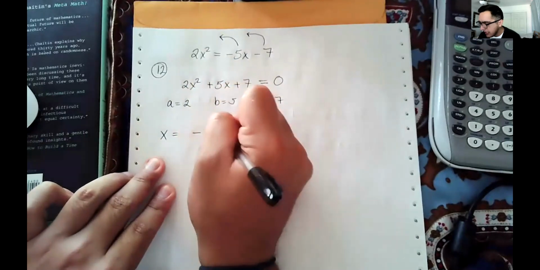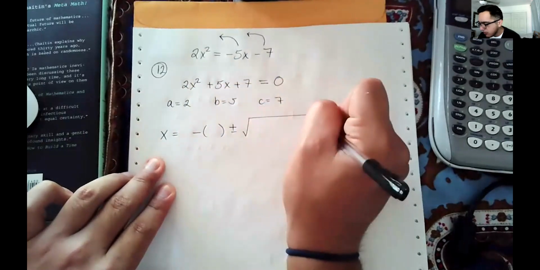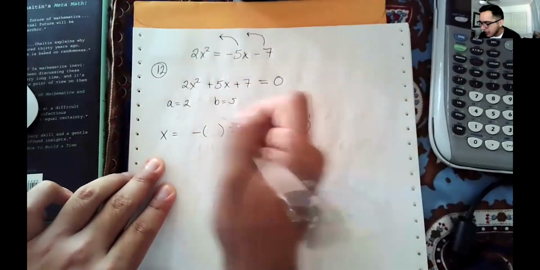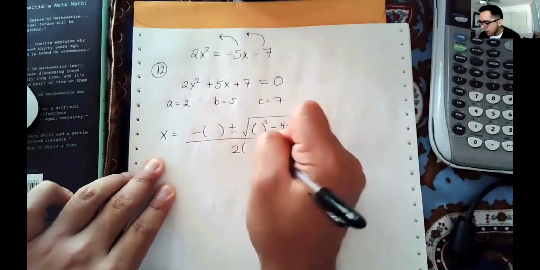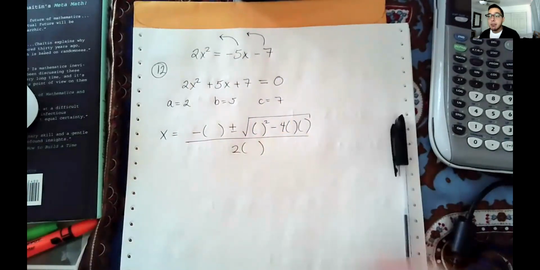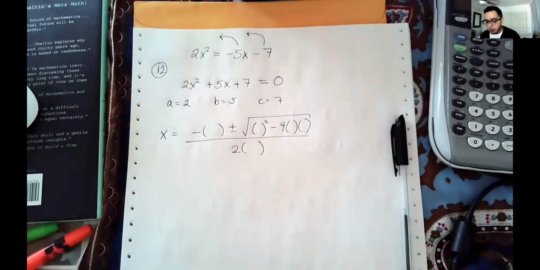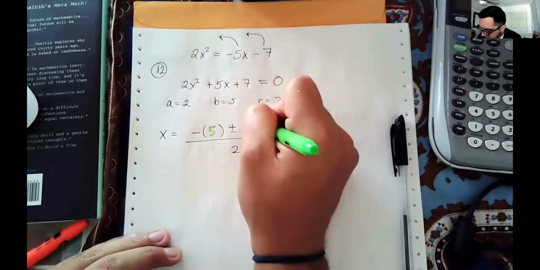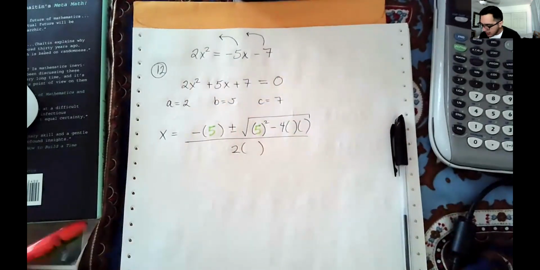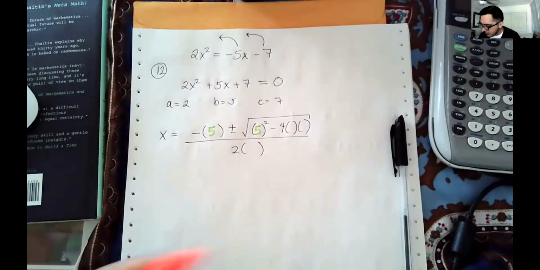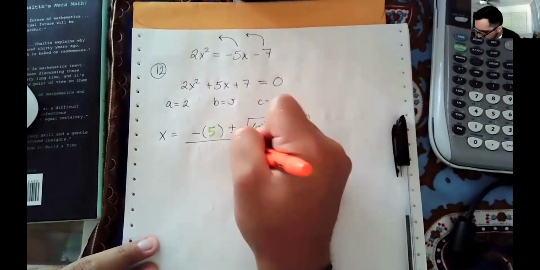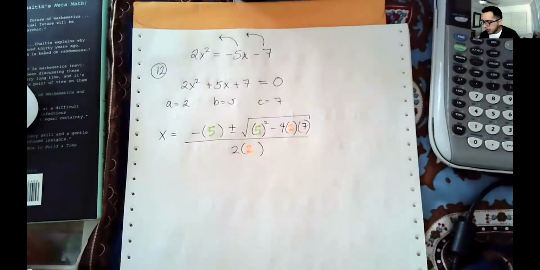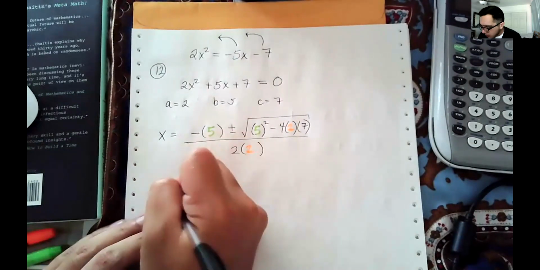So I have -b plus or minus the square root of b squared minus 4 times a times c all over 2a. And then again, I like to backfill the parentheses once I've set up the formula. So we need a b here and here, that's 5. And then we have a here and here, so that's 2 and 2. And then c is 7, so we'll leave that as a 7. And then we'll just simplify this one step at a time.